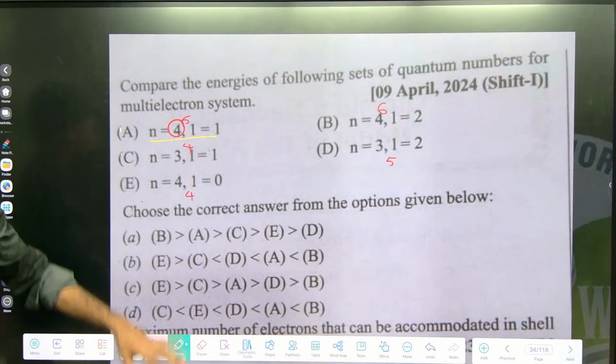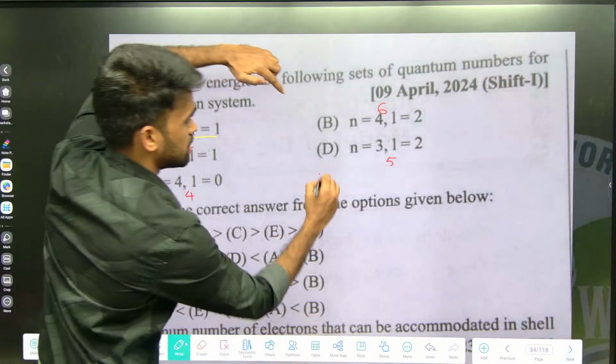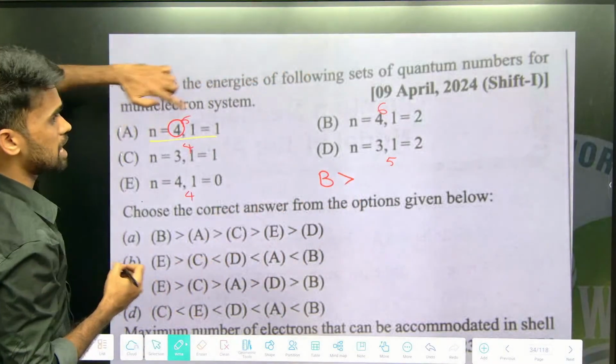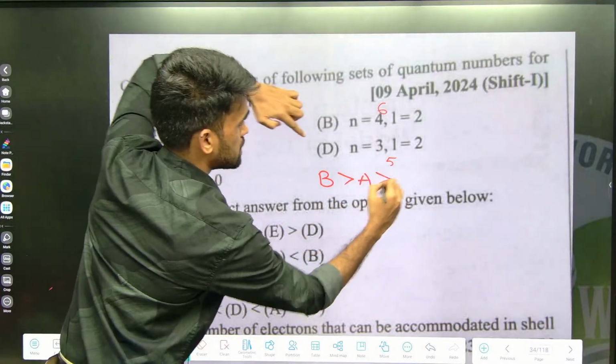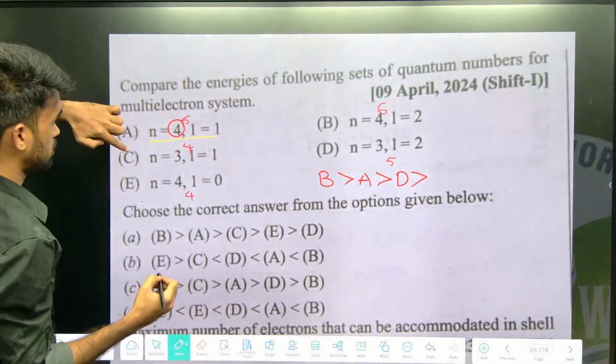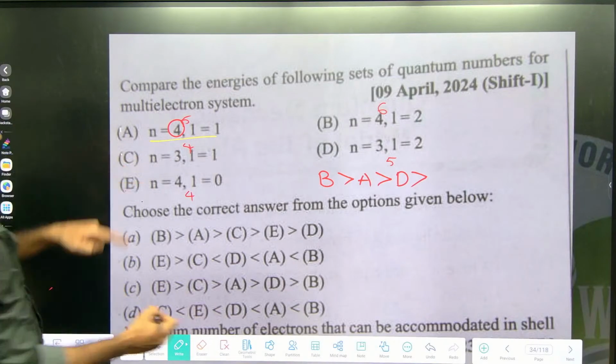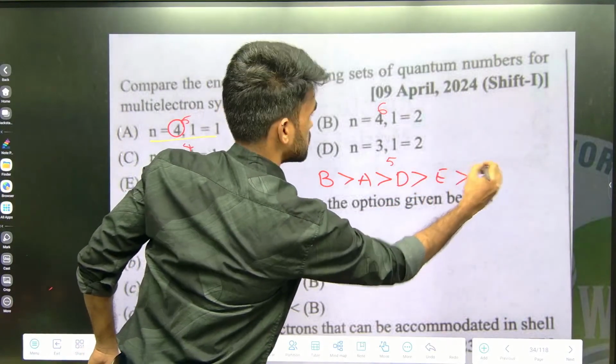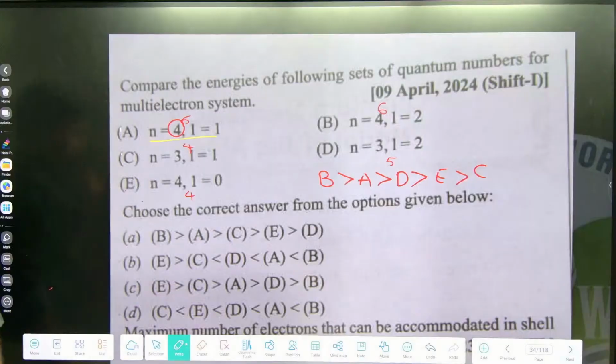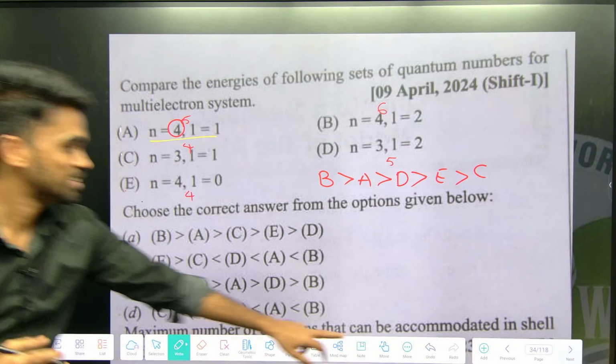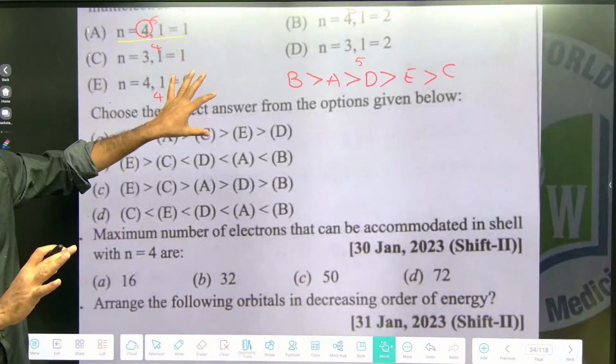Forget about options. Tell me from here which is highest? B. Next after this A. Next E. Next C. Now match the one. Whichever it is, you take that. But you got it now? What we are doing?